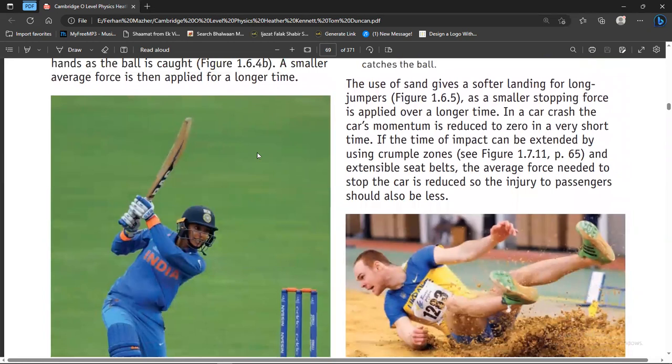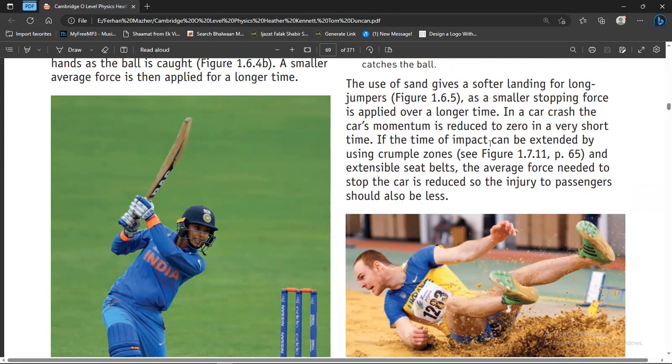The use of sand gives a softer landing for long jumpers. So here we have that figure. A smaller stopping force is applied over a longer time. In a car crash, the car's momentum is reduced to zero in a very short time.